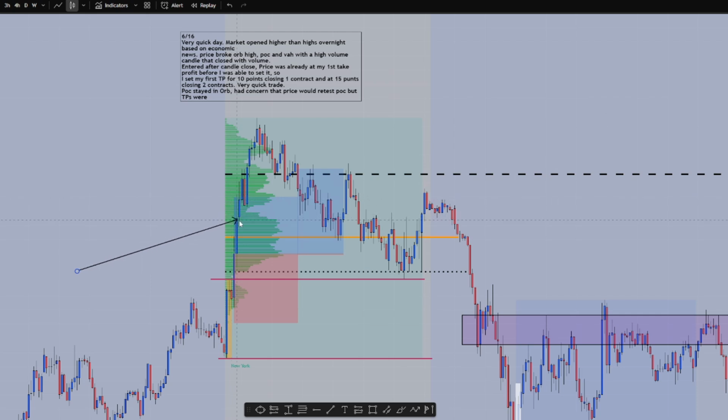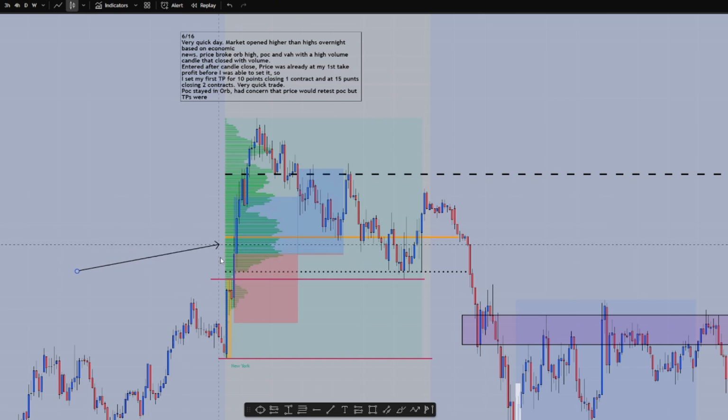So I went ahead and took off one contract, and then before I knew it, the next candle basically hit my second take profit. I think this was actually the quickest trading day I've probably ever had in my life. This was probably like 10 minutes, maybe 15 minutes of trading. It was a very, very fast trading day.